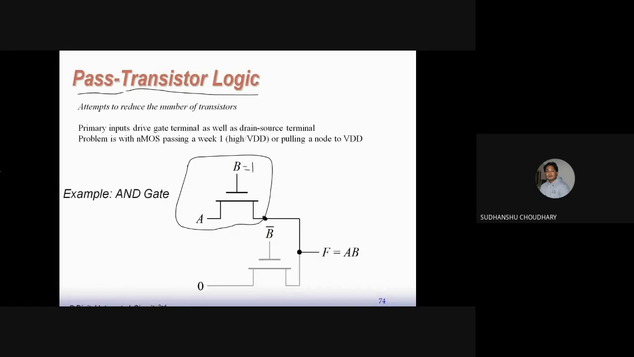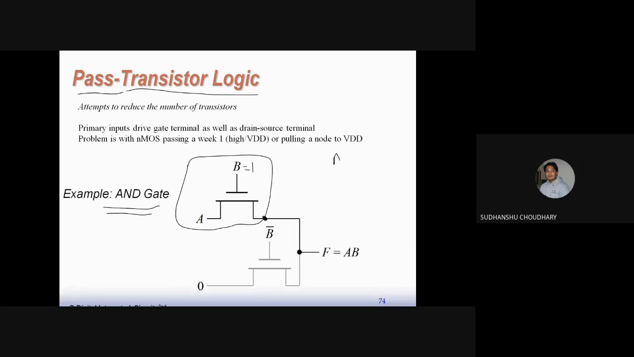So if B is 1, this transistor is on, so A can be passed to this point, right? This is called a pass transistor. Using this pass transistor concept, one can think of implementing any complex logic function. For example, using two pass transistors, an AND gate is implemented over here.